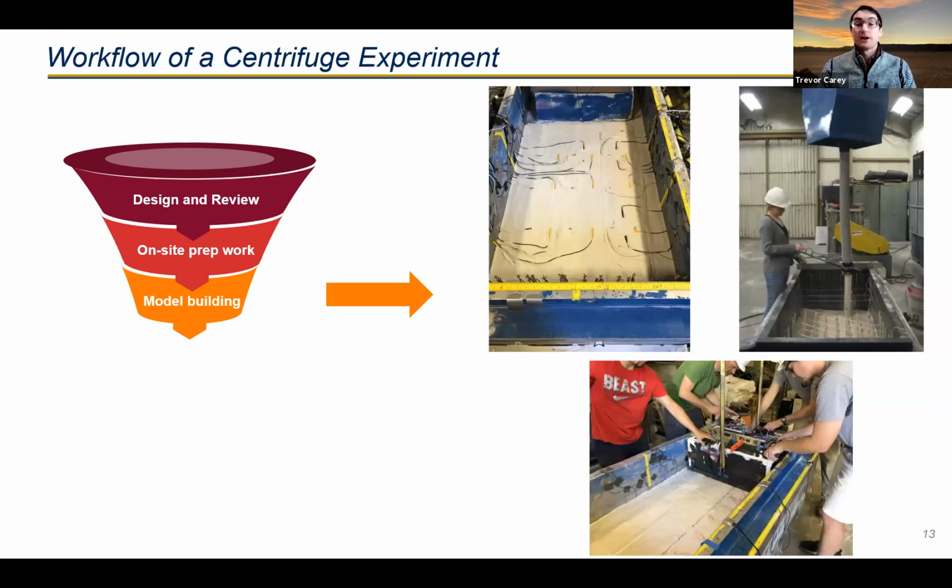That then moves into the model building, and this is when you start to see your designs come to life. You're taking what you did on paper and actually building it into the model. So shown here going clockwise from left to right on the top, we have the sensor placement, we have pluviation, and then on the bottom figure there, we have a placement of a treated soil block in a model.